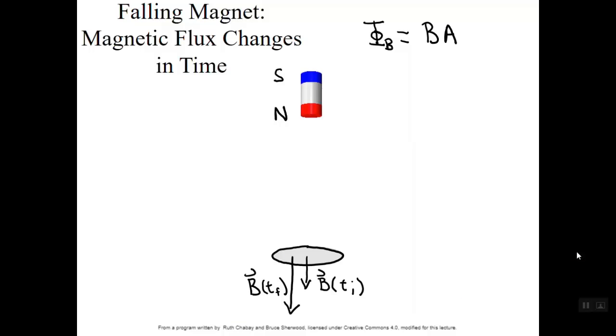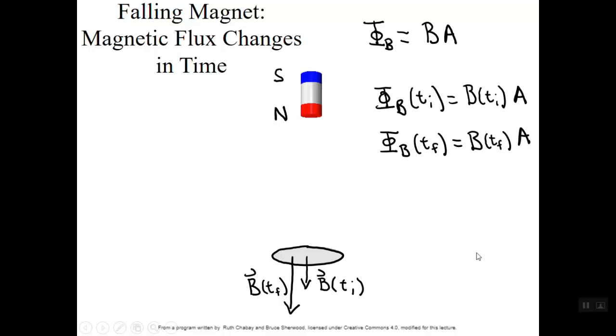Let's discuss how the flux is changing here. We show in this figure the magnetic field at two times, vector B at some initial time t sub i, and vector B at some later time t sub f. Notice that both point downward, but vector B at the later time is larger because as the magnet falls, it gets closer to our shaded area, which is fixed in space. We can compute the fluxes like this, just the product of the area A times the magnitude of the B field at the different times.